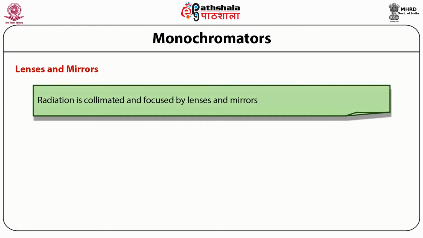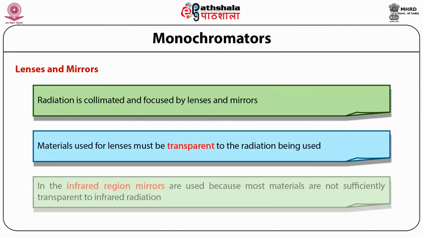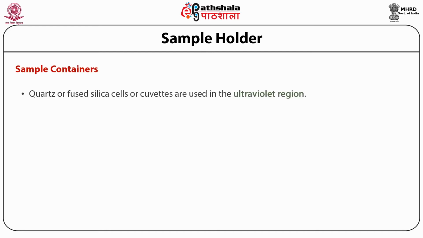Radiation is collimated and focused by lenses and mirrors. Materials used for lenses must be transparent to the radiation being used. In the infrared region, mirrors are used because most materials are not sufficiently transparent to infrared radiation and cause significant energy losses. Sample holder: the sample container is usually of quartz or fused silica cells or cuvettes in the ultraviolet region.